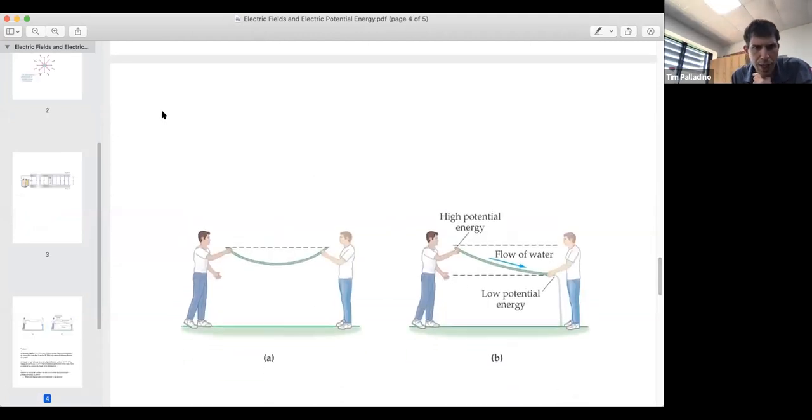One last analogy. Imagine you have a tube, like a hose filled with water, and that hose is held up at both ends at the exact same level. Then the water should stay in the hose. But the moment one side of the hose is lowered, water is going to flow from the higher end to the lower end. Okay. And why? Gravity. Gravity pulls the water down.